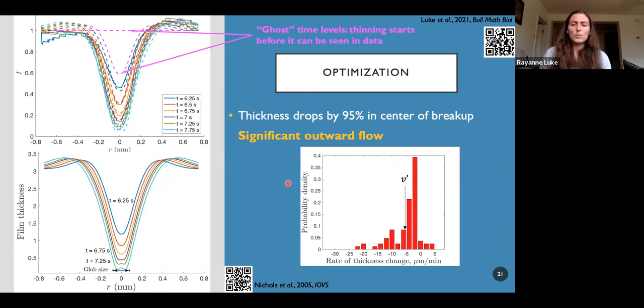But more specifically, we should compare our overall thinning rate because we are able to separate the effects of evaporation from the overall thinning rate. We still see that our overall thinning rate falls within the distribution. And because the overall thinning rate is faster than the evaporation rate, it's another indication that there is significant outward flow. Evaporation plus outward flow are contributing to the breakup.